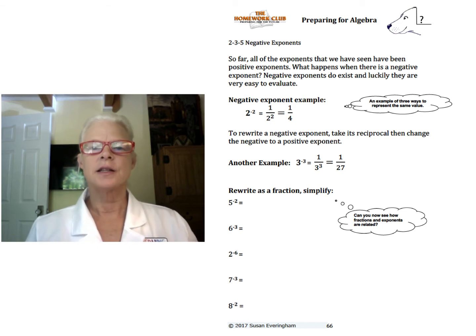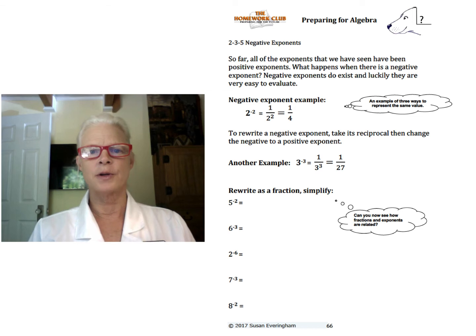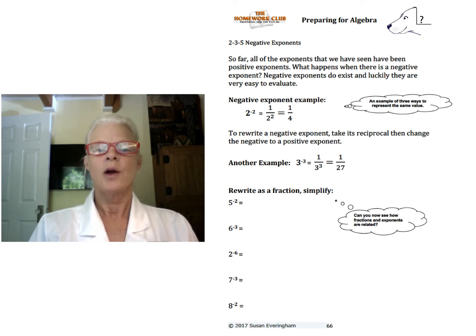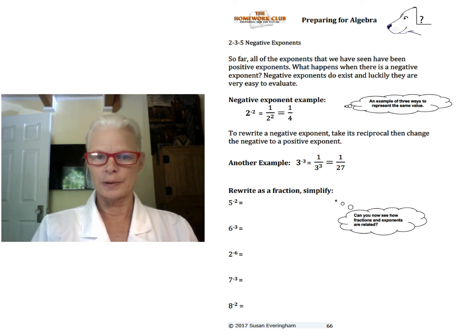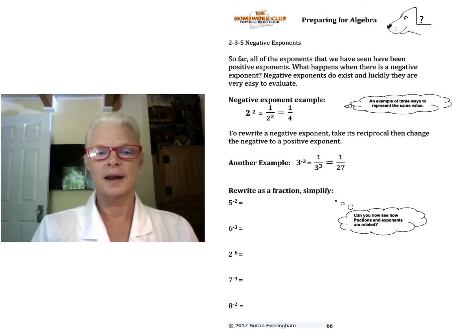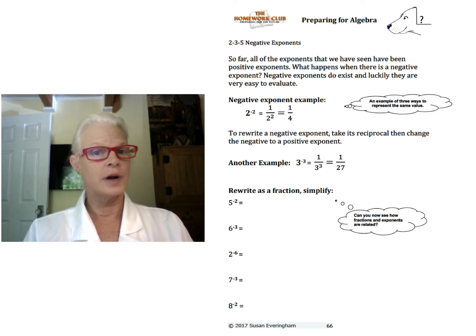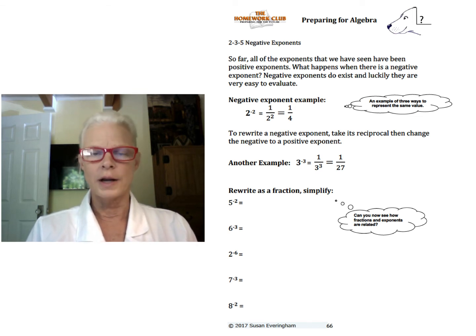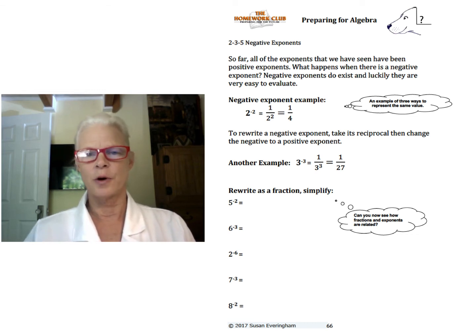Page 66. So negative exponents, like negative numbers, have an easy way to evaluate them. In the negative exponent example, what you do is you take the negative exponent, 2 to the negative 2, rewrite it as a reciprocal, and change the negative sign to a positive sign. So the negative 2 just lets you know that it wants to be in the denominator. Okay? Another example is 3 to the negative 3. Again, you take its reciprocal, 1 over 3, in this case negative 3, change the negative to a positive, leaving you with 1/27. You can see that. So rewrite as a fraction and simplify the next few problems.